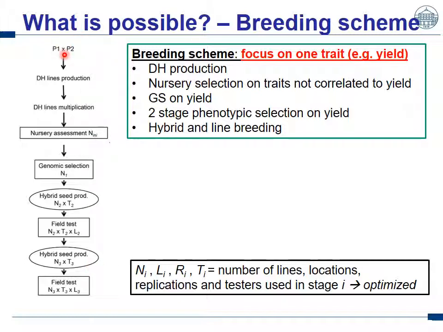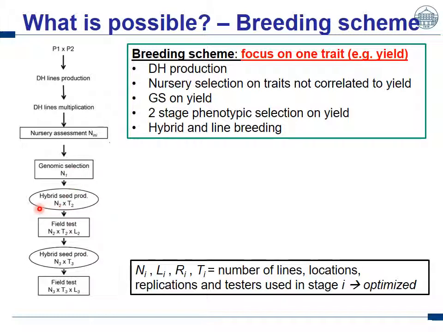That means we make a cross, produce the DH lines, multiply them, and put them in a first nursery. In the nursery, the number of the DH lines is called n-ini, for initial number of the DH lines. Then we normally would do a selection here, and we reduce the number of initial DH lines to an n1 number, which is put in genomic selection. By the genomics, we select once again, and the number n1 is changed to n2.